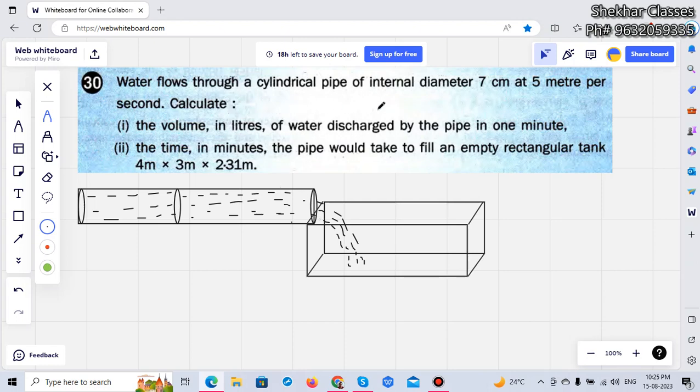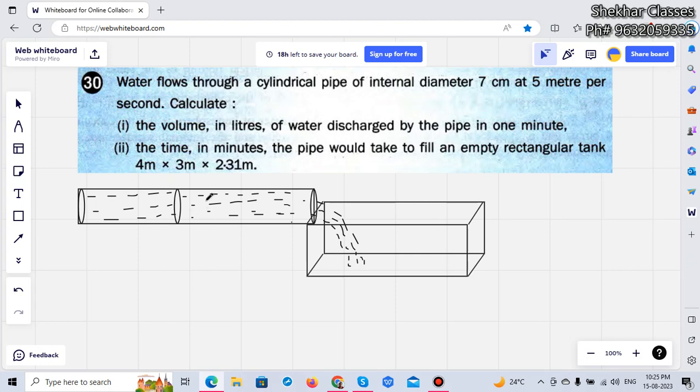Water flows through a cylindrical pipe of internal diameter 7 cm at 5 meter per second. Calculate the volume in liters of water discharged by the pipe in 1 minute, and the time in minutes the pipe would take to fill an empty rectangular tank of 4 meter by 3 meter by 2.31 meter. Here, the question says there is a pipe.